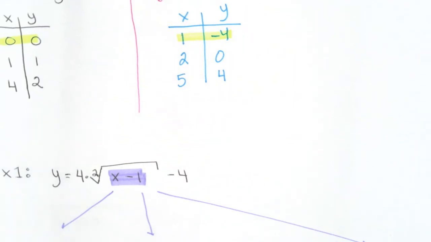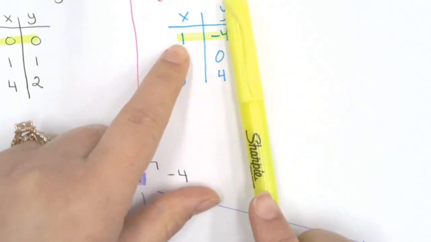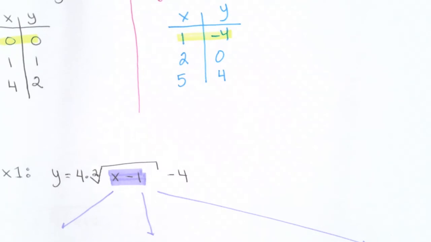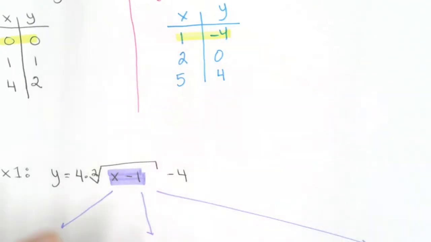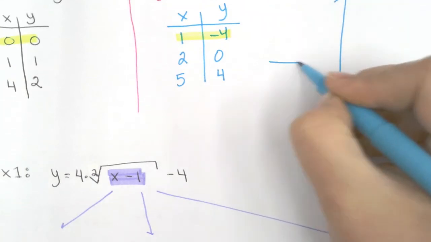You also can do a mental check. If you plug in 0 into x, 0 minus 1 is a negative 1. We can't take a square root of a negative number. So that means 1 is going to be your lowest number that you can plug into your equation. Let's go ahead and sketch this out. Doesn't have to be perfect, just a rough sketch.